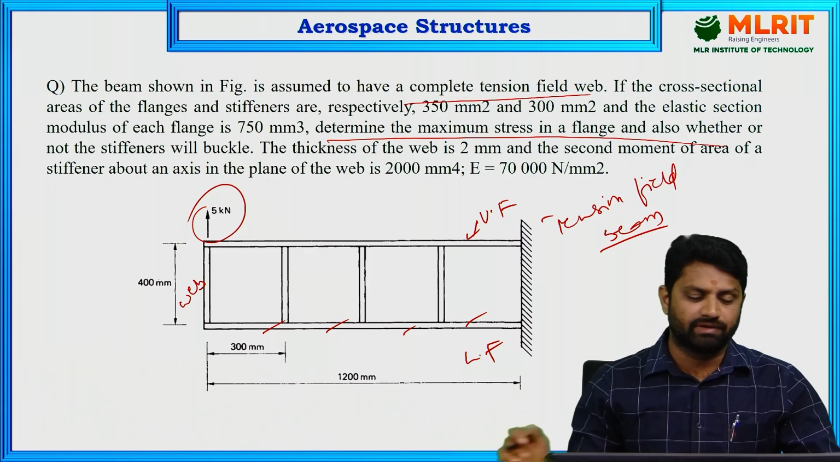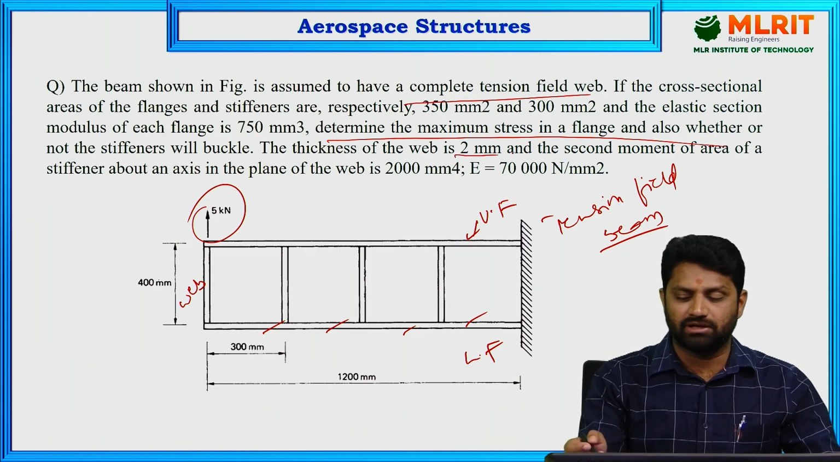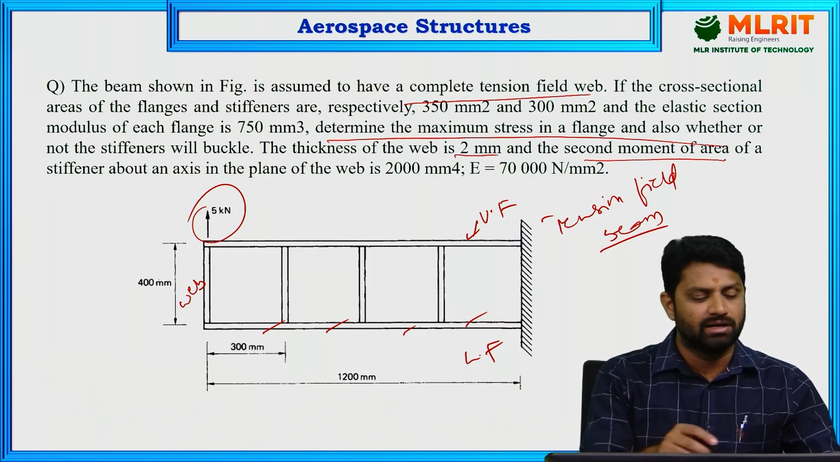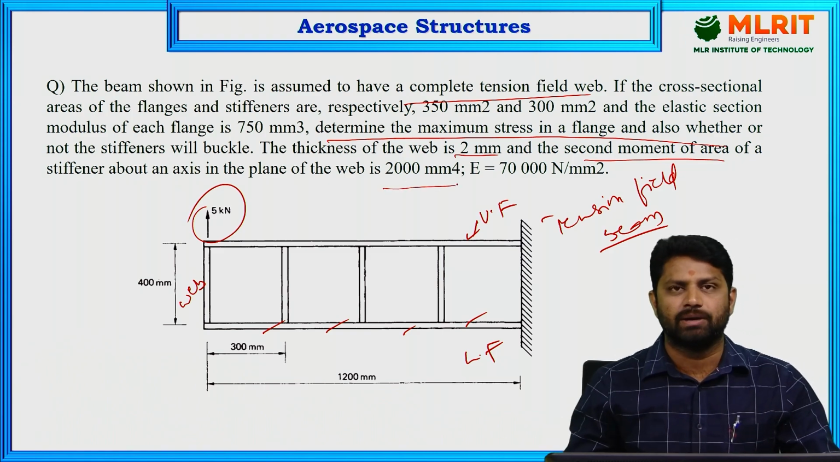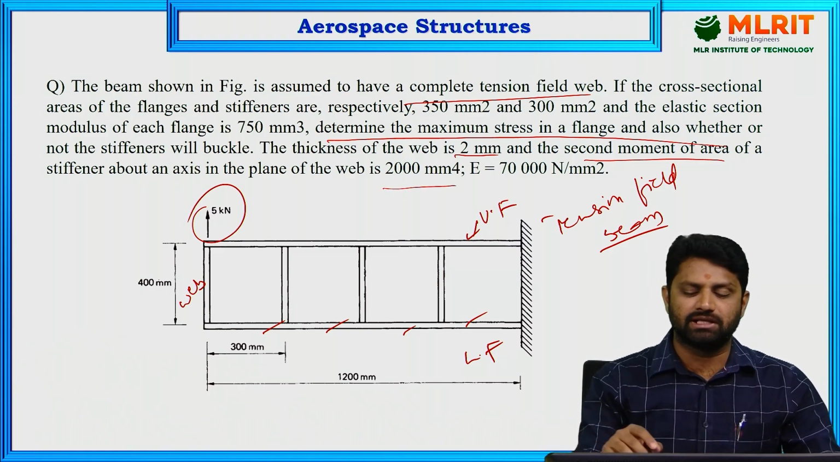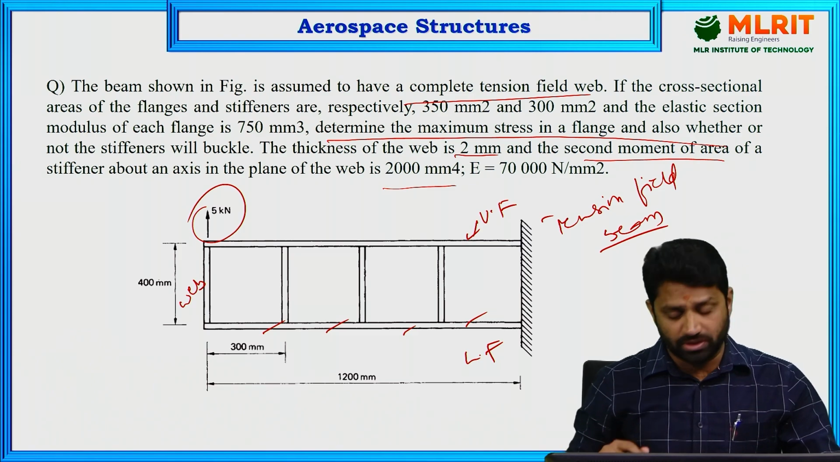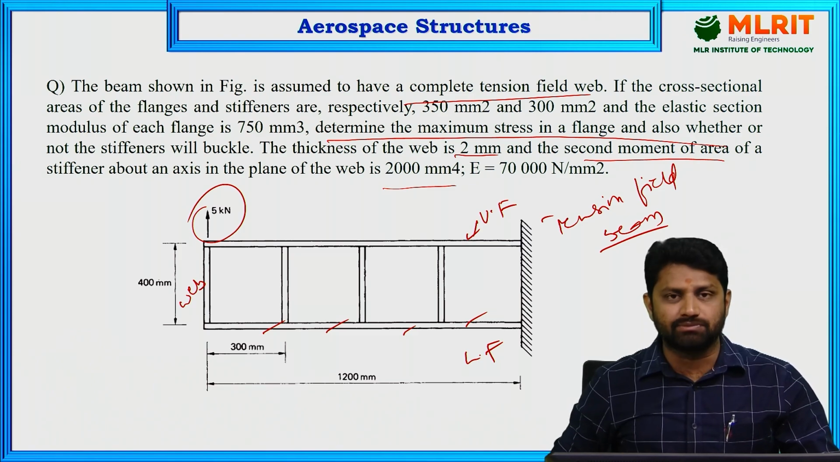The thickness of the web is given as 2 mm, the second moment of area of a stiffener about an axis is given as 2000 mm to the power 4, and Young's modulus is given as 70,000 Newton per mm square. So let's look into this problem to calculate the maximum stress in the flange.